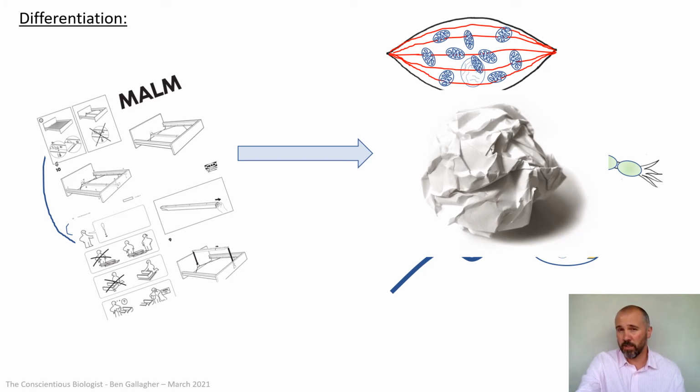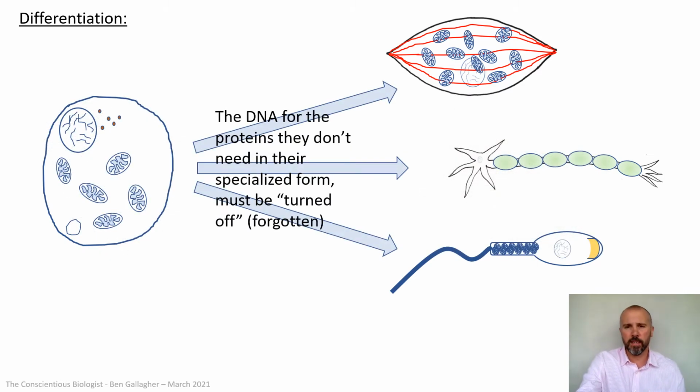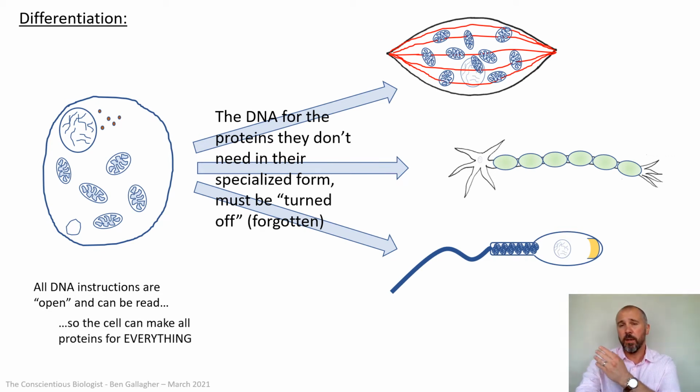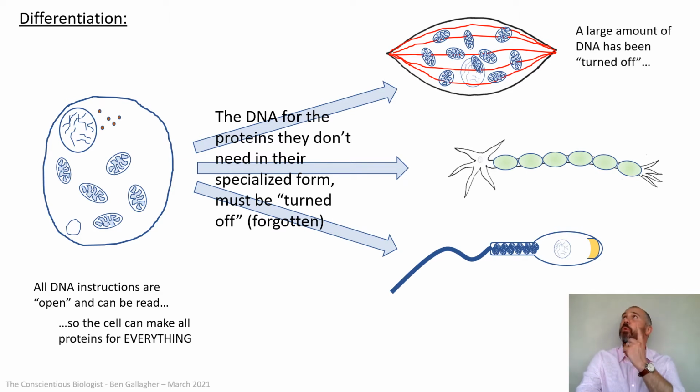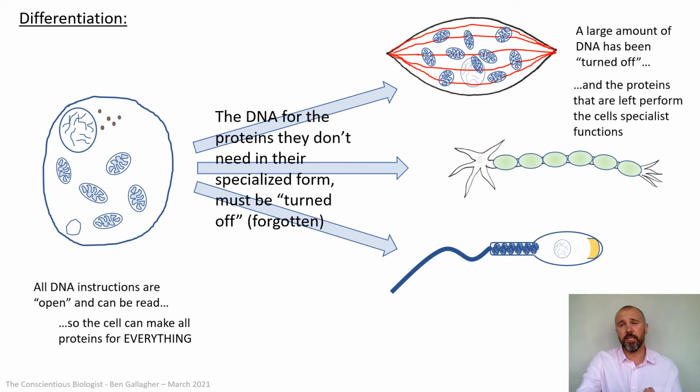So what we need to look at in the next slide after this is how DNA can get screwed up like this, okay? Because this is what we've got. All DNA instructions are open and can be read in the original cells, which means the cell can make all the proteins it needs. But once they specialize, a larger amount of the DNA has been turned off, and the proteins that are left perform the cell's specialist functions. So now let's start piling some A-level detail on top of this and start looking at how cells crush up that DNA to prevent it from being read.